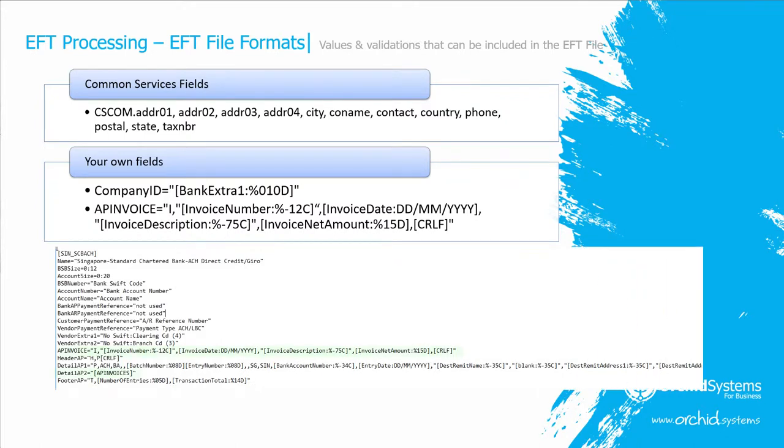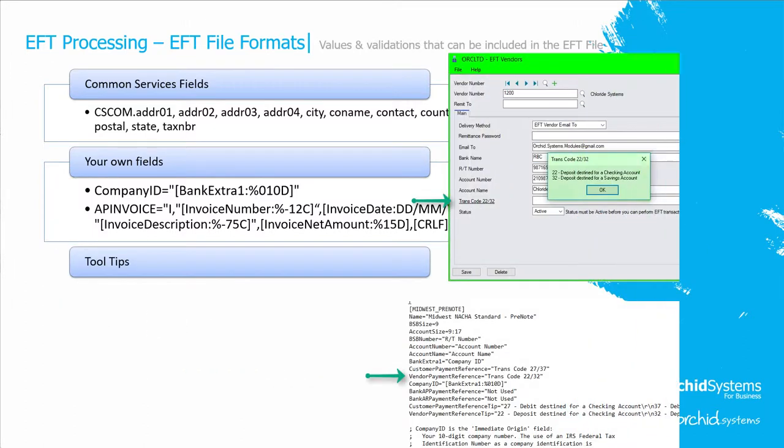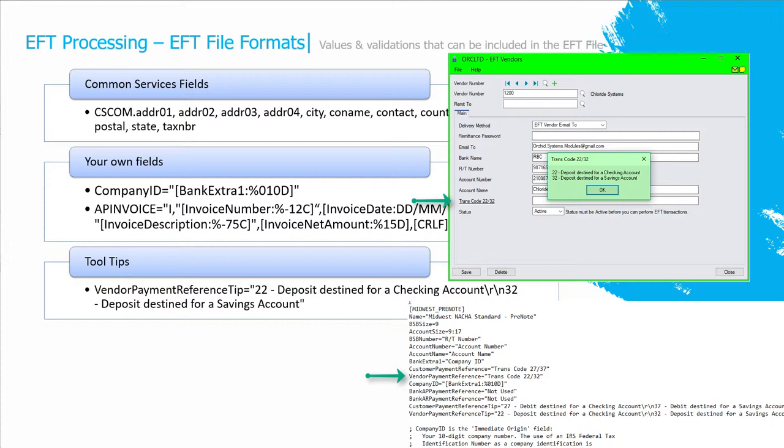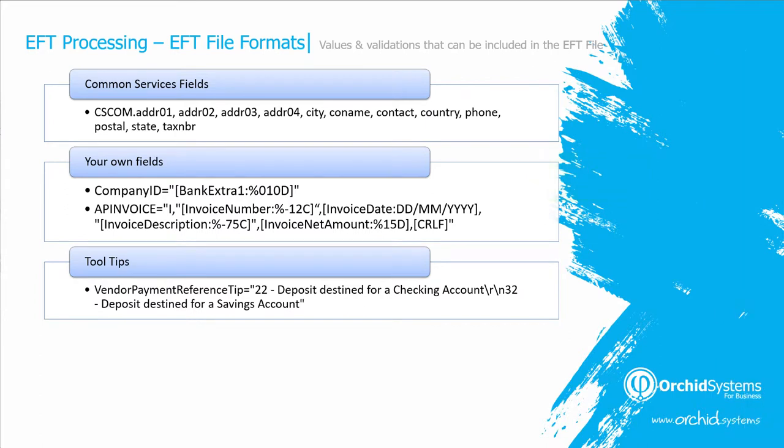Or if you want to include the applied invoice details to the payment, you can build yourself a variable. For example, AP invoice, it consists of the invoice number, the invoice date, the invoice description, and the invoice net amount. And then that can be used in the EFT file to get the applied details in the file. And with the tooltips, you can have a tip, which is a help tip. When you click on the field, it can tell the operator what needs to be entered in that particular field.